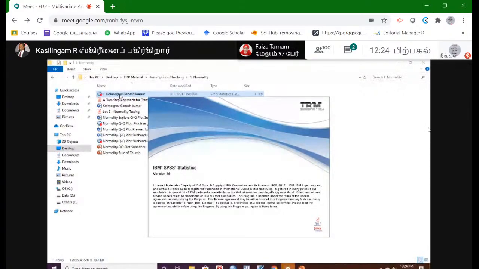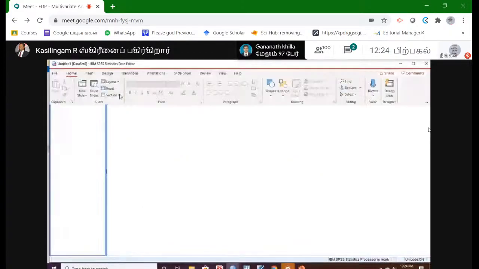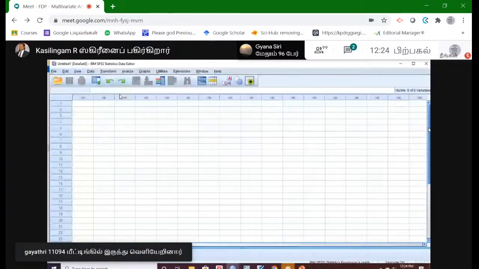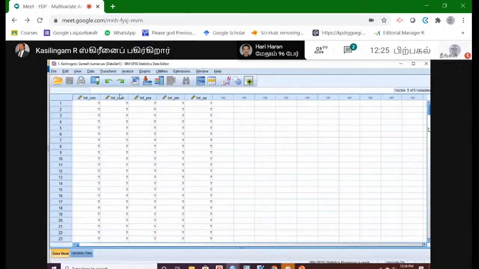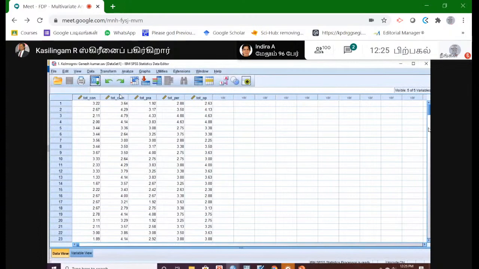Now, normally for a t-test, what is the t-value? The difference divided by the standard error. That is the t-value. For a regression, what is the t-value? Beta divided by its standard error. Now here, in normality, we tell whether it is normal or not based on skewness and kurtosis.